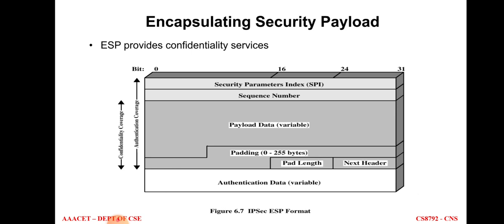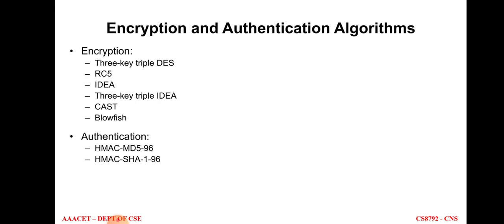So this is the packet format of ESP, which has the security parameter index, the next one is the sequence number, and the payload data, which is variable, and the padding value, whose limit is 0 to 255 bytes. Each padding has some length, which also includes the next header value. So this is the packet format of encapsulating security payload.